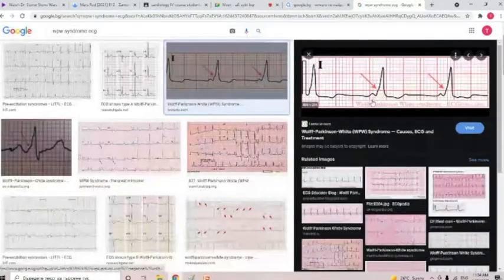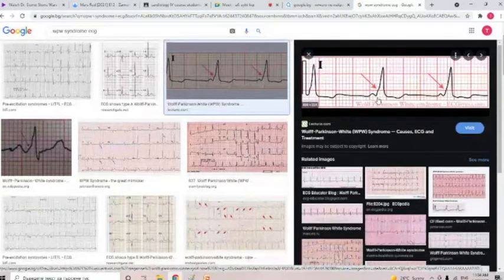There it is. The PR interval is around 80 milliseconds. You have delta wave, you have wide QRS complex, you have ST segment deviation, usually depression, not usually, but always depression whenever you have positive delta wave. And that's the definition of pre-excitation.